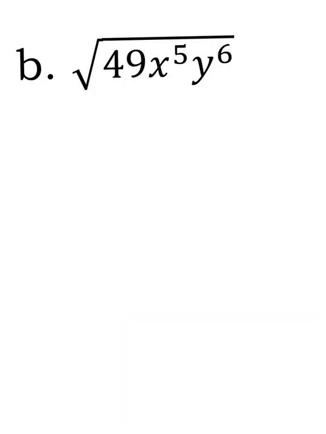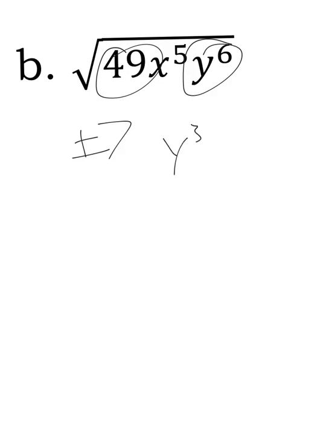So for B, I have a square root. So I can take the square root of 49, that's plus or minus 7. I could take the square root of y to the 6th, that's just going to be y to the 3rd. Now, what am I going to do with this x to the 5th? Well, because it's an odd number, that's why I'm drawing attention to it. You're trying to take the square root of x to the 5th, or you can split that up as x to the 5/2 power.